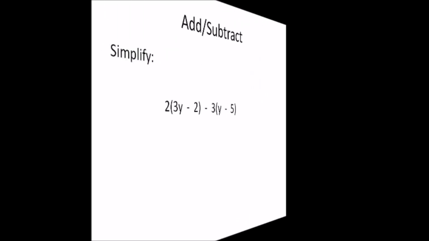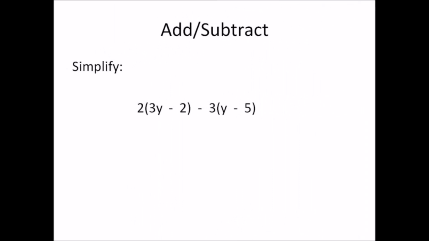Add and subtract. Simplify 2 in brackets 3y minus 2, close brackets, minus 3, open bracket, y minus 5, close bracket. Remove the brackets and simplify, and see what you come up with. You would get an expression. Remove the brackets and then simplify. You have to put your y's together and put your numbers together.